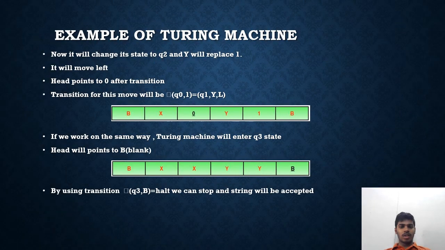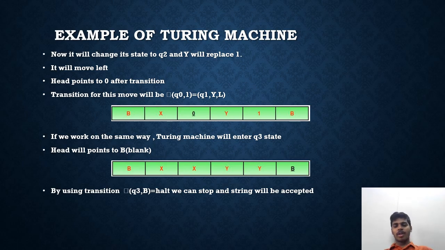Here it is seen that now it will change its state to q2, and Y will replace 1. If we get 1, it will be changed to capital Y, and it will move left so that it can detect another 0, which will be converted again to X, and it will go on further to detect 0 and 1 based on the language we are given. It will work in the same way, entering q3, q4 based on the length of the string.